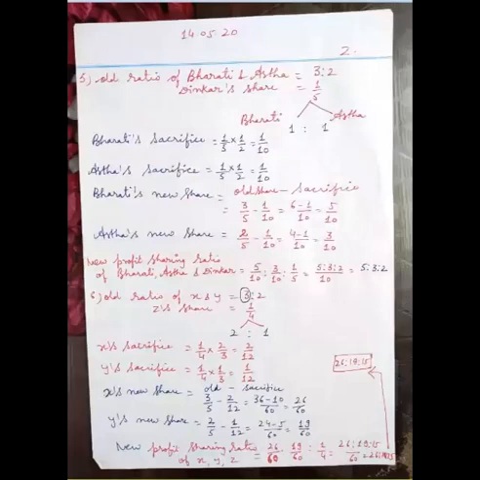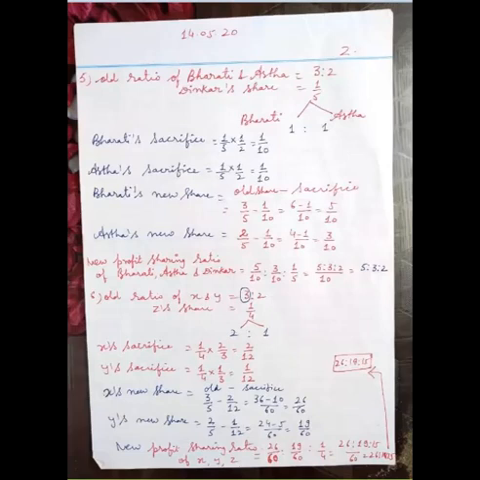Question number 5. Bharti and Astha were partners sharing profits in the ratio 3:2. They admitted Dinkar as a partner for 1/5 share in the future profit, which he got equally from Bharti and Astha. Calculate the new profit sharing ratio of Bharti, Astha and Dinkar. This question came in the 2016 compartment, a 3 marks question. So the old ratio of Bharti and Astha is 3:2. Dinkar's share is 1/5.